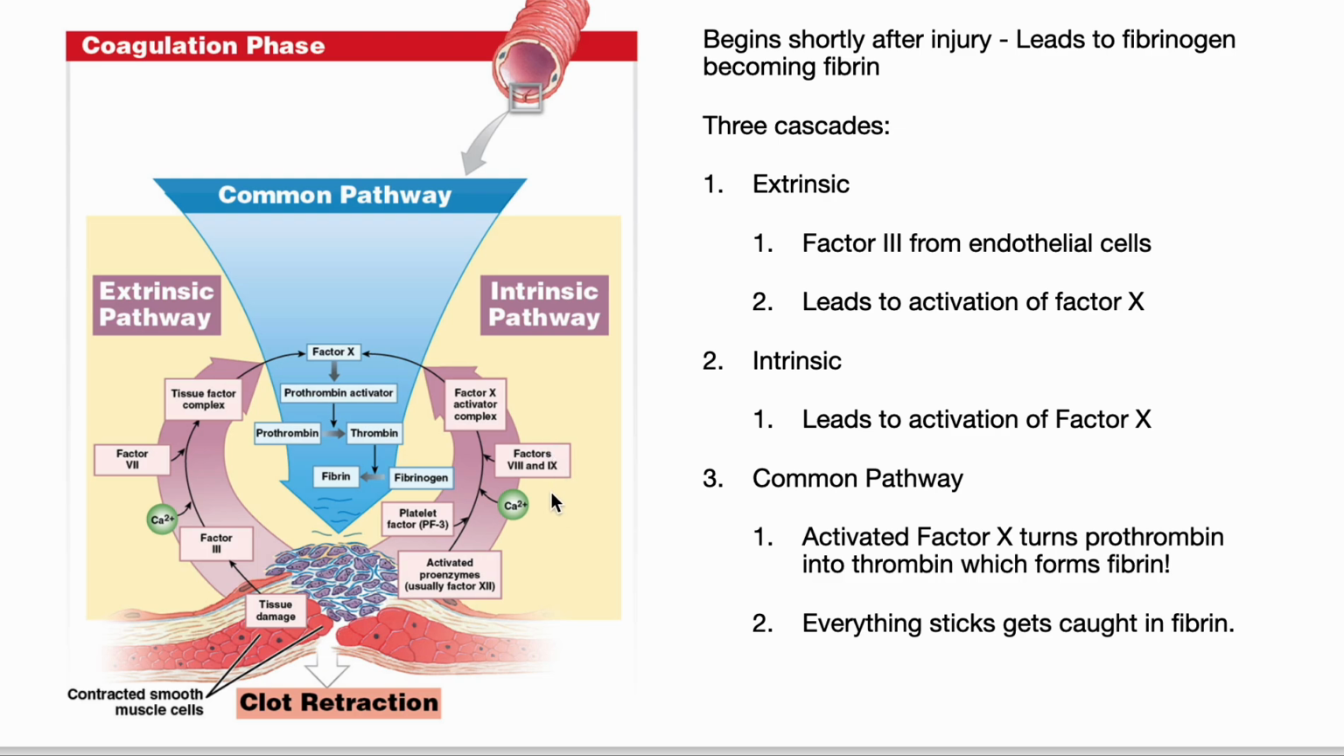A problem over here in factor 8 or 9 or in 3 or 7 would only impact one of the pathways, either the extrinsic or intrinsic, which means that individual would have the ability to clot, but not as easily and not as quickly as someone that has all functioning factors. So there are different genes for each factor, and depending on which factor is compromised, it will have a greater effect. Again, factor 10 being the really big one here.